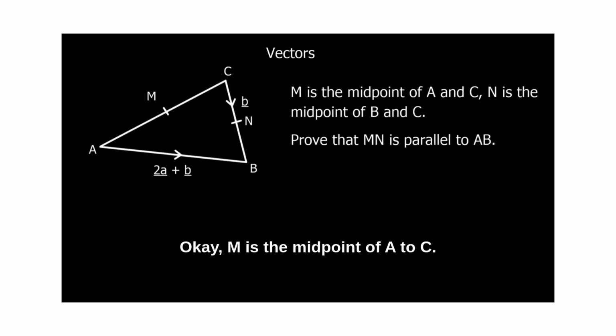Okay, M is the midpoint of A to C. So that's here. And N is the midpoint of B and C, so that's in the middle here. Prove that MN is parallel to AB. So to go from M to N, again, if there was a part A, it will be find A to C. So find A to C in terms of A and B.